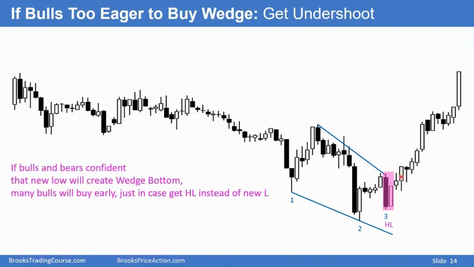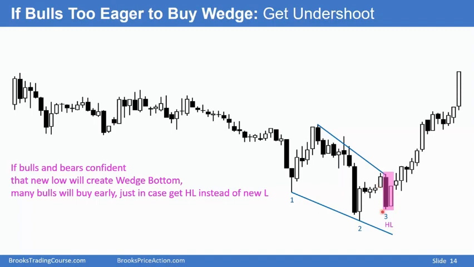When the bulls and bears are both confident that a third push down to a new low will create a wedge reversal, many bulls buy early, and a lot of the bears take profits early. The bears are selling reversals up, betting that they'll fail. They'll sell here. However, if they're deciding that this is too strong a buy setup, a very good bull bar here, chances are there'll be buyers below. A lot of the bears will take profits early because they do not want to take a chance that the market might form a higher low.